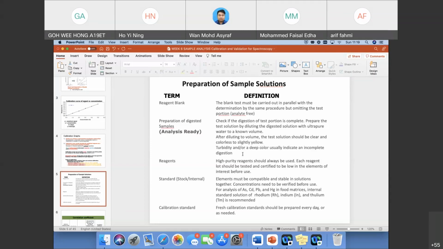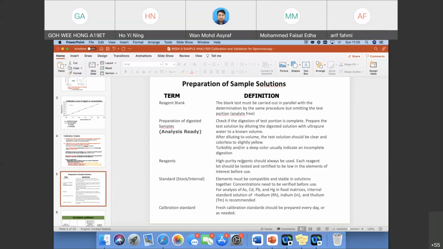You must ensure that your analysis ready solution is clear. There is no turbidity or deep color in your analysis ready solution, because turbidity and unclear color would mean there is an incomplete digestion. If there is a solid inside your analysis ready solution, it will be aspirated into your instrument, which will create some sort of error.